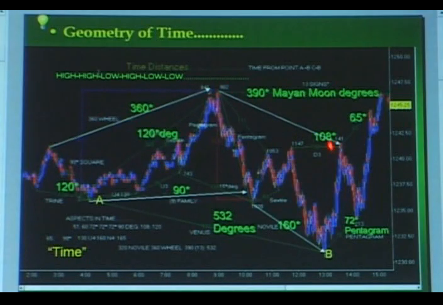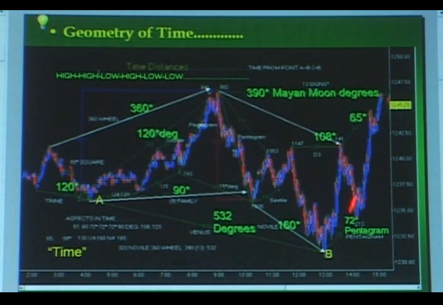This high to this high was 108 degrees. Again, 108 is a very powerful geometric number. We'll see that as we go forward. This high to this high was 390. This is a Mayan moon degree. 390 is the time it takes the moon to go around the zodiac 13 times. The Mayans used 13 moons, not 12, in their calendar.